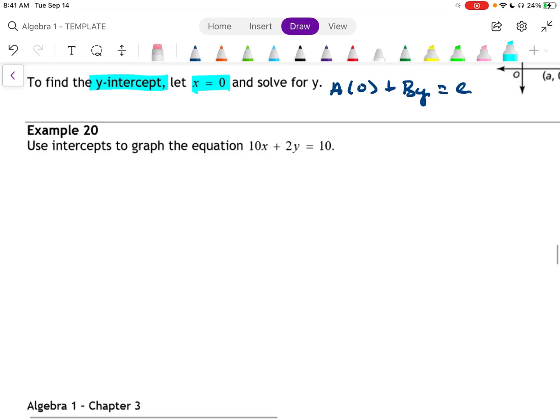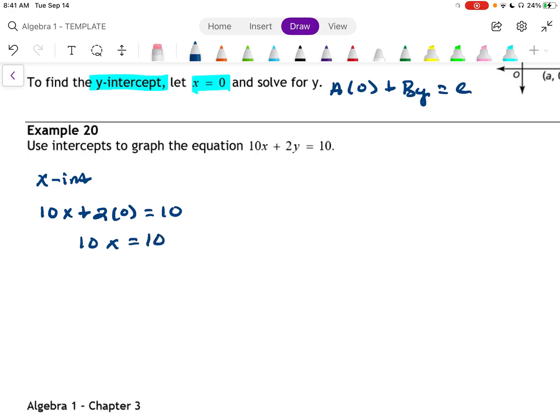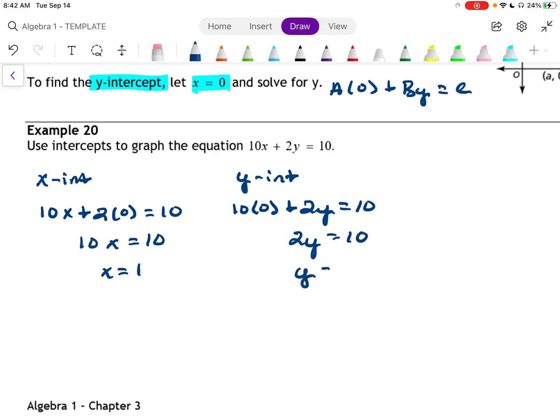So let's look at example 20. Use intercepts to graph the equations. Starting off, we'll do our x-intercept. So I'm going to plug in 0 for y. So this is going to be 10x plus 2 times 0 equals 10. So 10x equals 10, x equals 1. That is our x-intercept. Now for our y-intercept, you plug in 0 for x. So it's 10 times 0 plus 2y equals 10. So 2y equals 10, y equals 5.